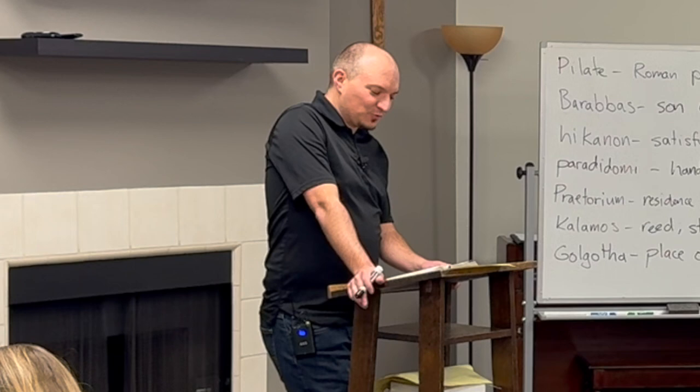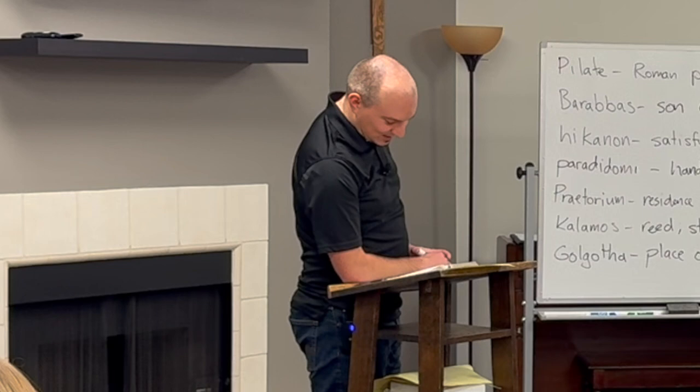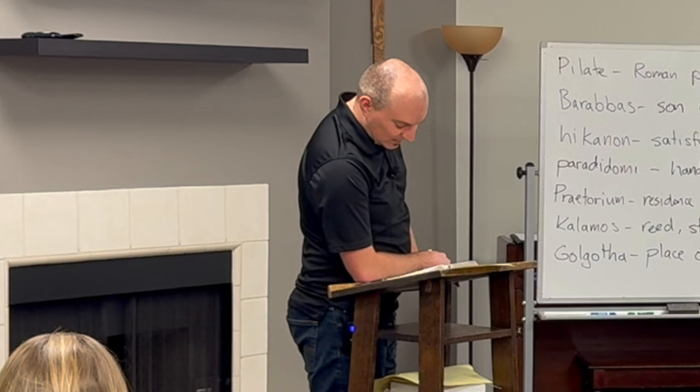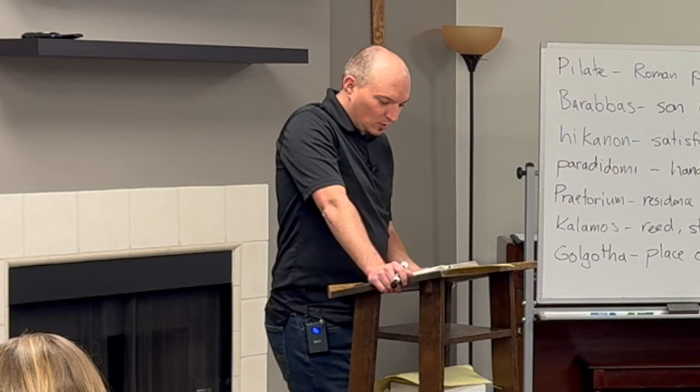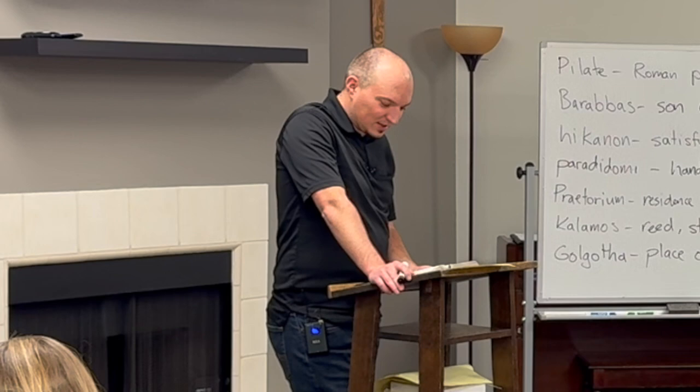"When Jesus rose early on the first day of the week, he appeared first to Mary Magdalene, out of whom he had driven seven demons. She went and told those who had been with him and who were mourning and weeping. When they heard that Jesus was alive and that she had seen him, they did not believe it. Afterward, Jesus appeared in a different form to two of them while they were walking in the country. These returned and reported it to the rest, but they did not believe them either. Later, Jesus appeared to the 11 as they were eating. He rebuked them for their lack of faith and their stubborn refusal to believe those who had seen him after he had risen.